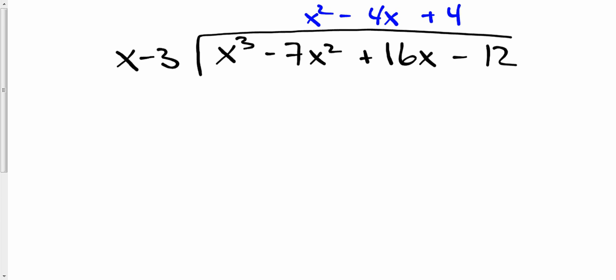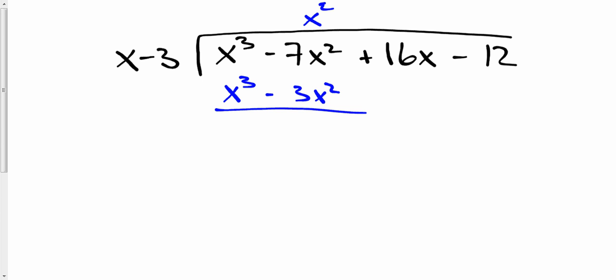Let's work through it real quick, ladies and gentlemen. I'm going to burn through this really quick. We're running out of time here. X times what gets me x cubed? X squared, right? X squared times x minus 3 gets me x cubed minus 3x squared. I need attention here, especially for those of you that are shaky on this. I'm subtracting the whole thing, same as adding the opposite, so distribute the negative. X cubed minus x cubed, 0. Negative 7x squared plus 3x squared gets me negative 4x squared.